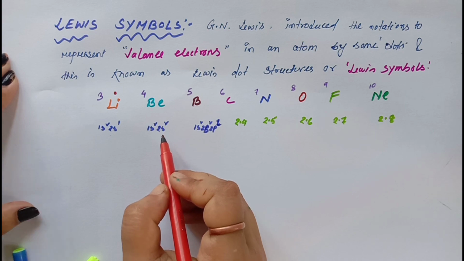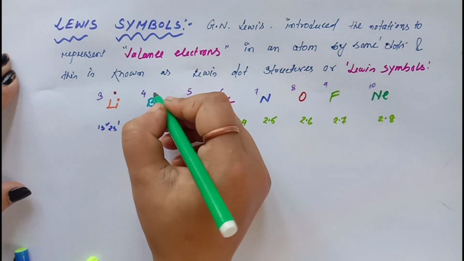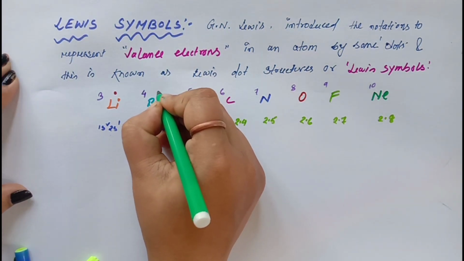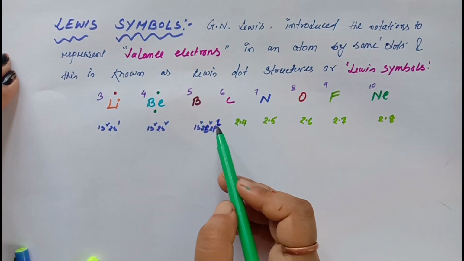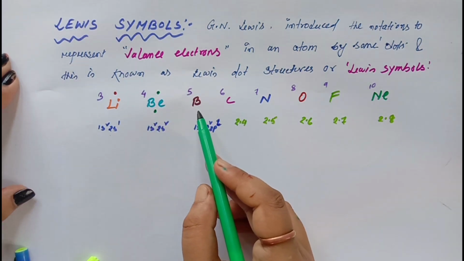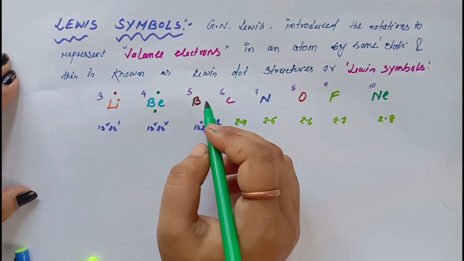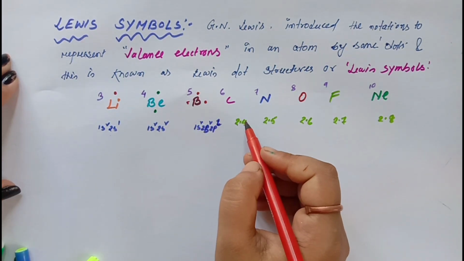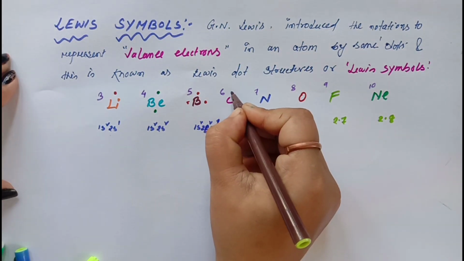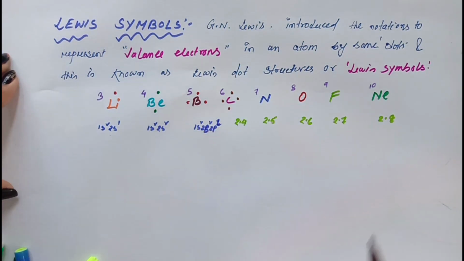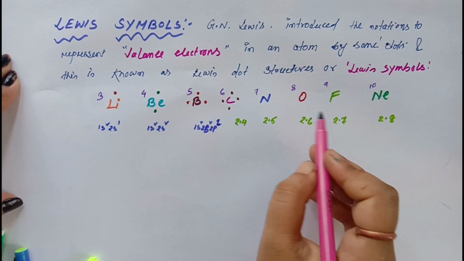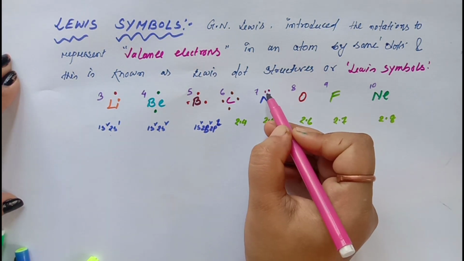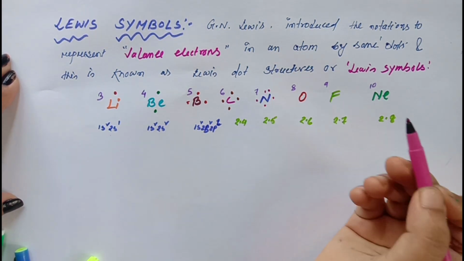Then beryllium has 2 electrons, so it is 2 dots. Then boron has 3 valence electrons in its outer shell, so it will be 1, 2, 3. Then carbon has 4 valence electrons: 1, 2, 3 and 4. See the nitrogen, it has 5: 1, 2, 3, 4 and 5.